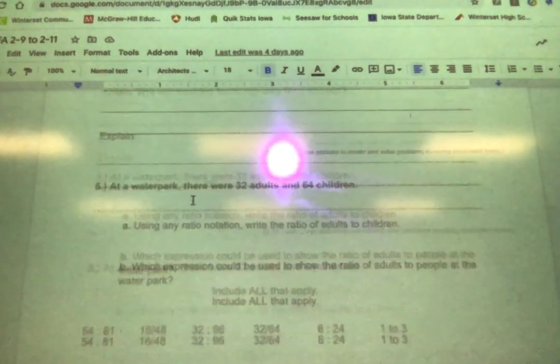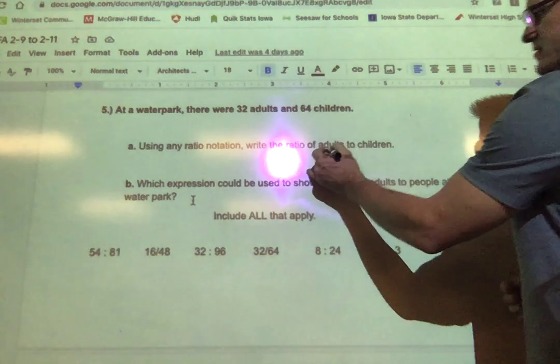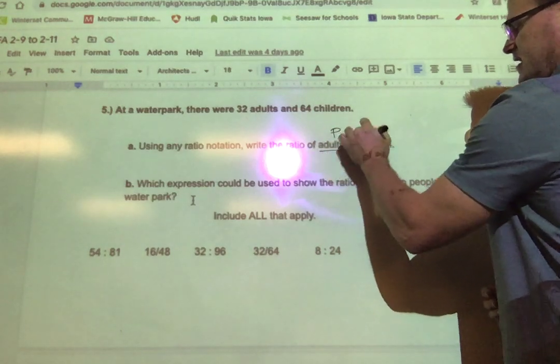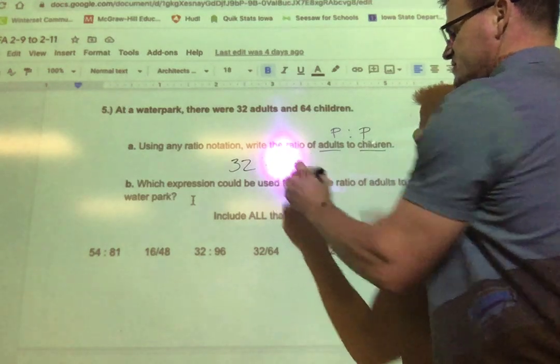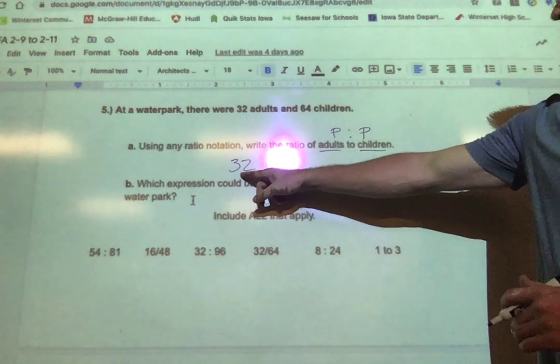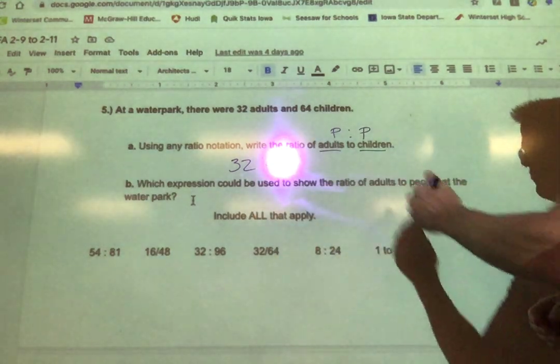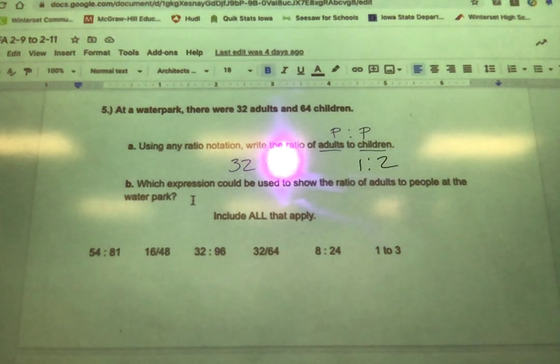One last question here. If we're at the water park, there were 32 adults to 64 children. Use any ratio notation to write the adults to children. Adults to children, this is part to part. And in this case, we had 32 adults to every 64 children. Again, you got to do it in the right order. It said adults, so I put the adults first. Some of you can see that 32 is half of 64, so a lot of you just know that's a 1-to-2 ratio, or you could divide both sides by 32, get at that unit rate, a little bit easier to think about, to having 1 adult to every 2 children there.